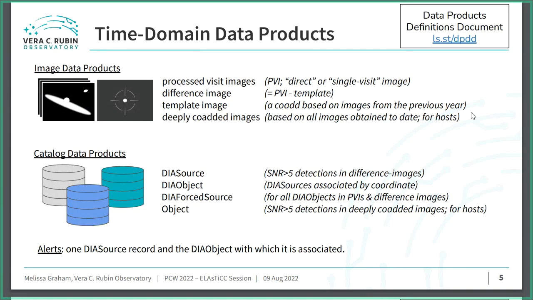For the DIA forced source, would we compute the same time series features for the DIA object as well, or would those be separate? For time series features, that will be calculated and go in the DIA object. I'm assuming they're going to use DIA forced source because you want to use all the information. For variable stars, I think it would be very useful.